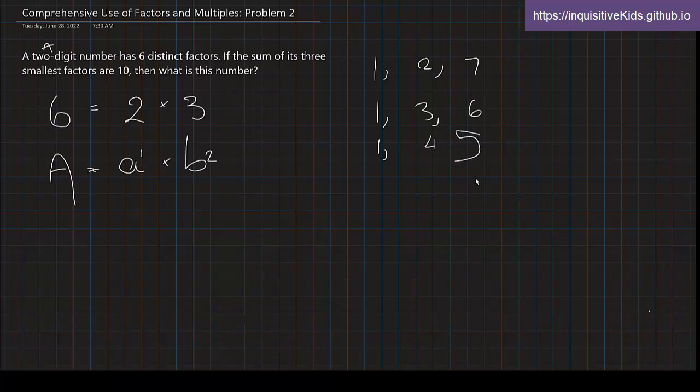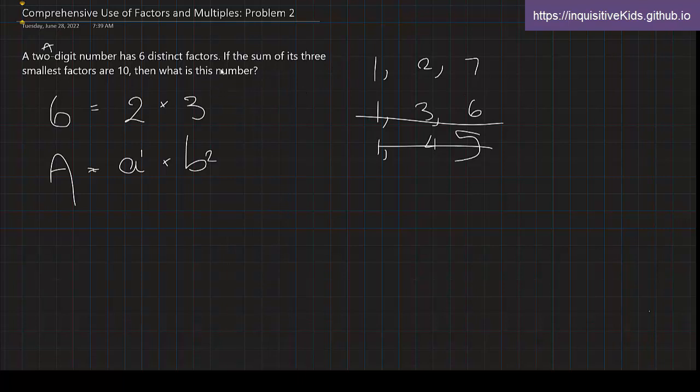It's the 3 smallest factors. All right, but if it's the 3 smallest factors, then the others have to be prime, because if any one of these is not prime, then it can't be a smallest factor. So we have to cross out these 2 options, 1, 3, 6, because 6 is not prime, and 1, 4, 5, because 4 is not prime. And we have 1, 2, and 7 left. So 1, 2, 7 is the 3 smallest factors, and yes, they add up to 10.